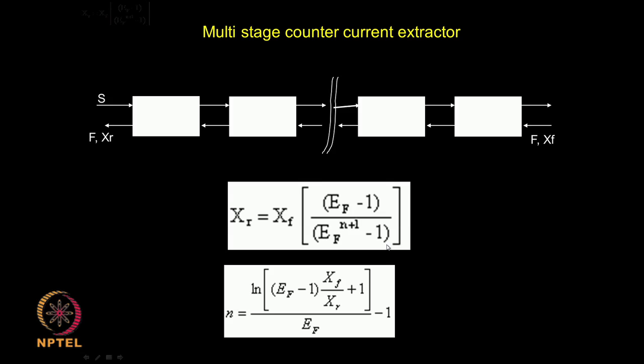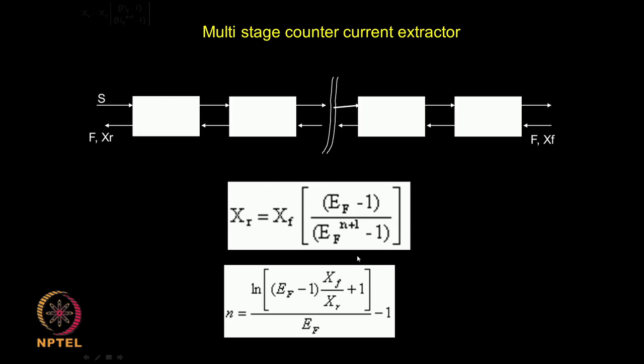So there is a difference between the previous and this. In a cross flow, we have XR equal to XF divided by 1 plus E raised to the power n, whereas this equation is different. The assumption here is that K is the same in each stage, that means it does not change irrespective of the concentrations. K remains the same in all cases. So I can adjust this equation to get a relation for n also, that means if I want to find out how many stages, I can do that also. So this equation is very important.